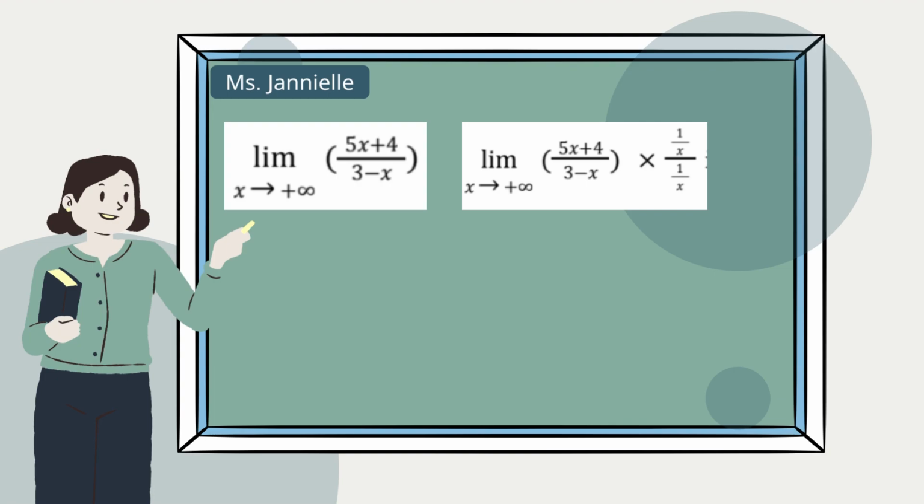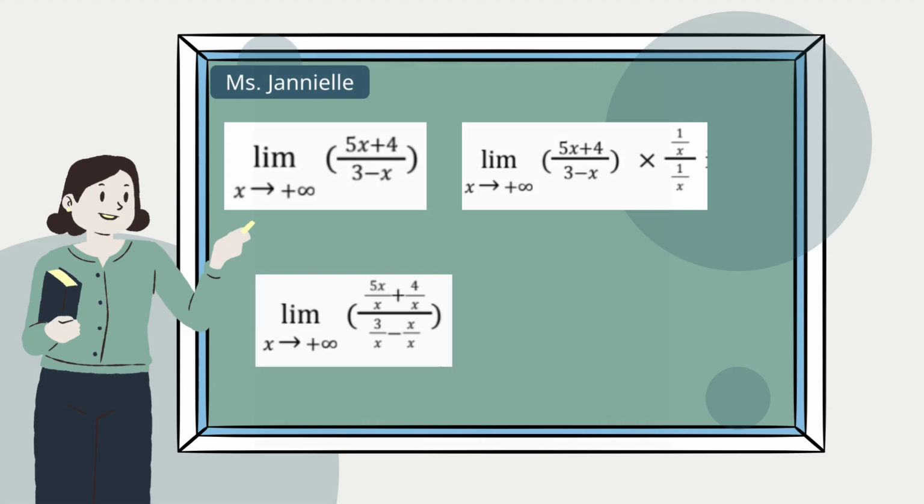So the limit of (5x + 4) over (3 - x), times (1 over x) over (1 over x), as x approaches positive infinity, is equal to the limit of (5x over x + 4 over x) over (3 over x - x over x) as x approaches positive infinity. So we will cancel both x from 5x over x, which is equal to 5. Same in x over x, which is equal to 1.